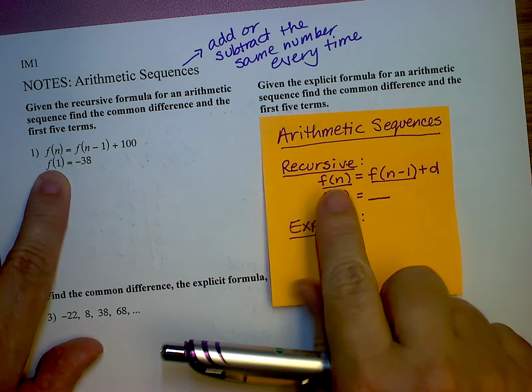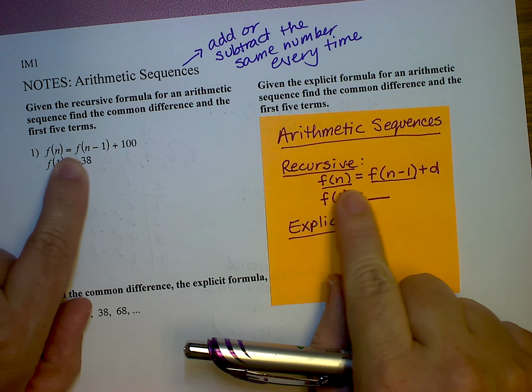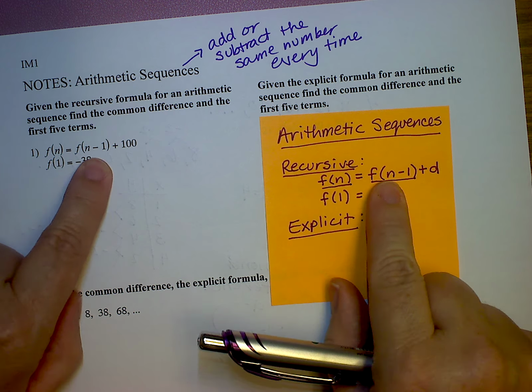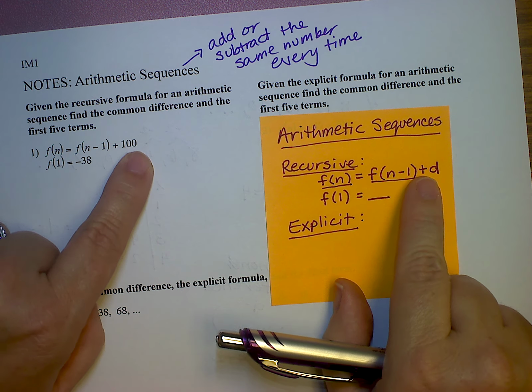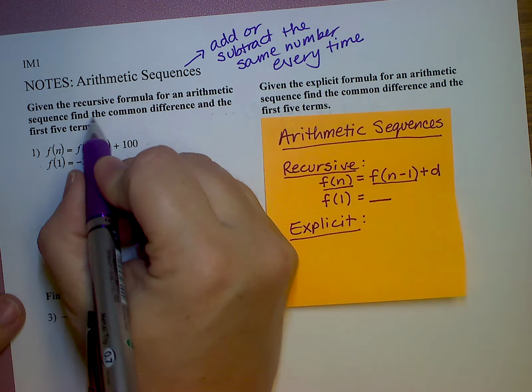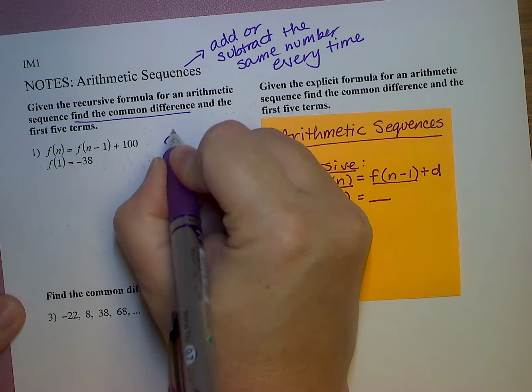Do you see how this is in this exact form? Now is equal to the previous plus 100. What does that tell me my d value is? If it's asking me to find the common difference, what's my d value?